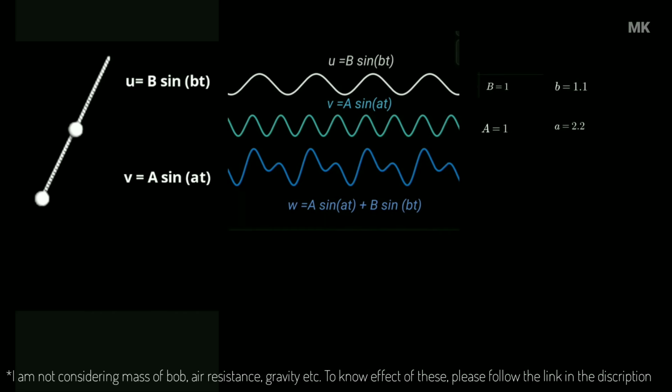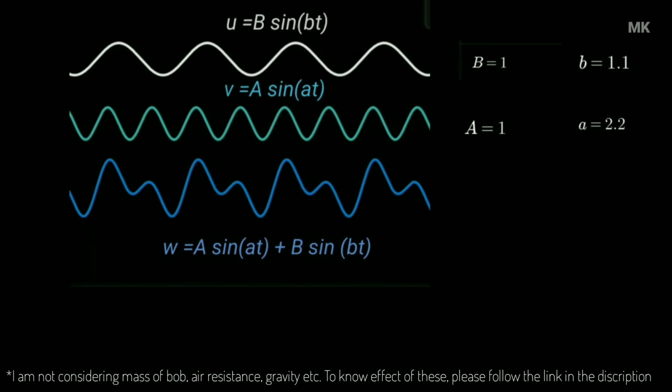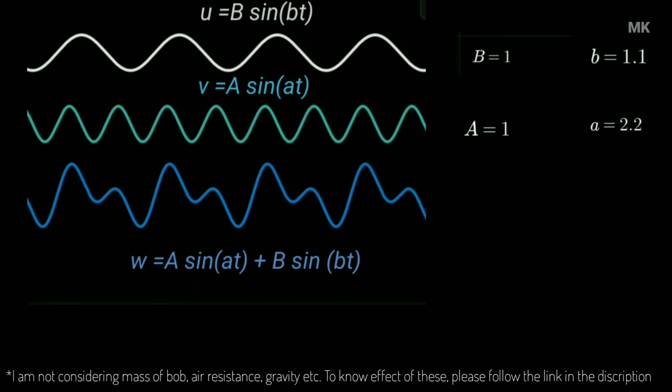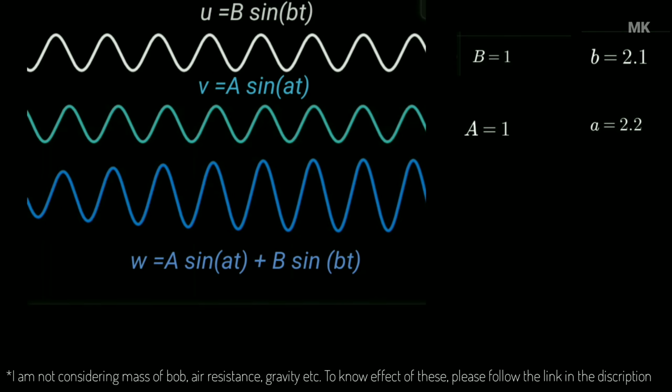Let w is equal to a sine of at plus b sine of bt be its resultant wave. Again, for simplicity, I am keeping amplitudes as 1 unit and I will vary only the frequencies. Also remember, it is difficult to animate these two pendulums, so I am giving a website link in the description, so make sure to check it. Let's vary frequencies a and b and see what will be the resultant.